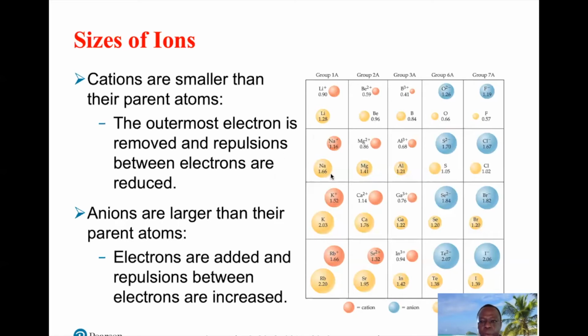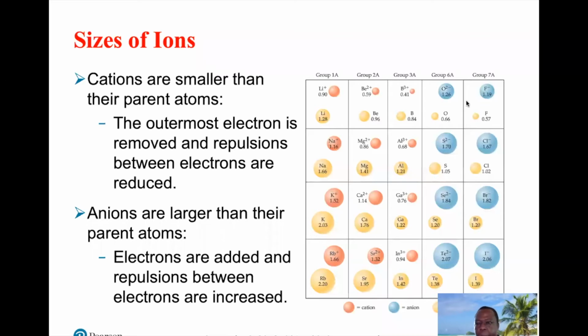So from the picture here, cations, positively charged, are always smaller than their parent atom because we are removing electrons. Think of, for example, sodium: we remove the 3s electron. It's just going to go away, making the sodium cation small.